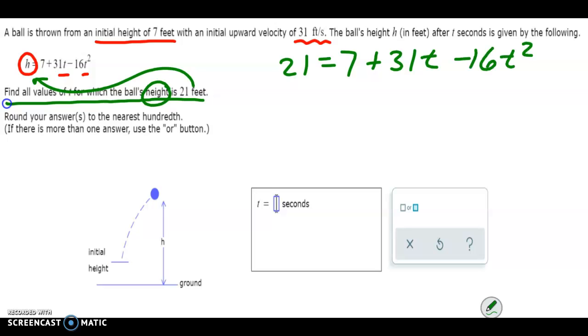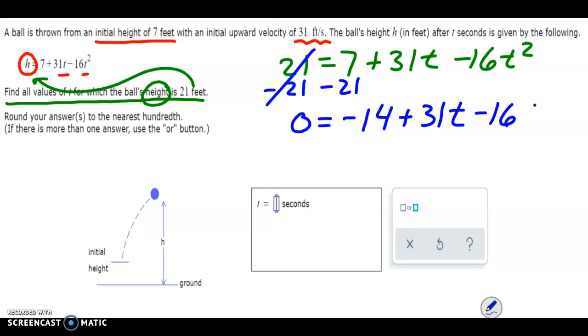Well, first of all, you want to get everything over onto one side, like that standard form we talked about. So I'm going to subtract 21 from both sides, and it's going to combine with the 7. So now I've got 0 equals negative 14 plus 31t minus 16t squared. Now, a mistake that we see a lot of people make right now is they're going to tell me that my A is negative 14, my B is 31, and that my C is negative 16.